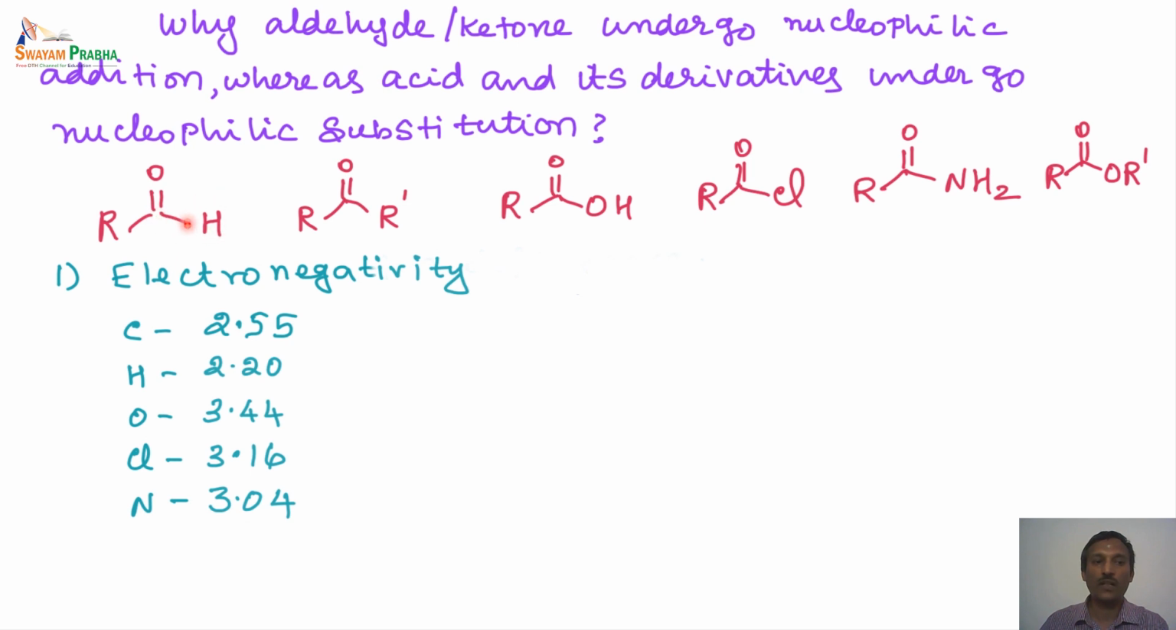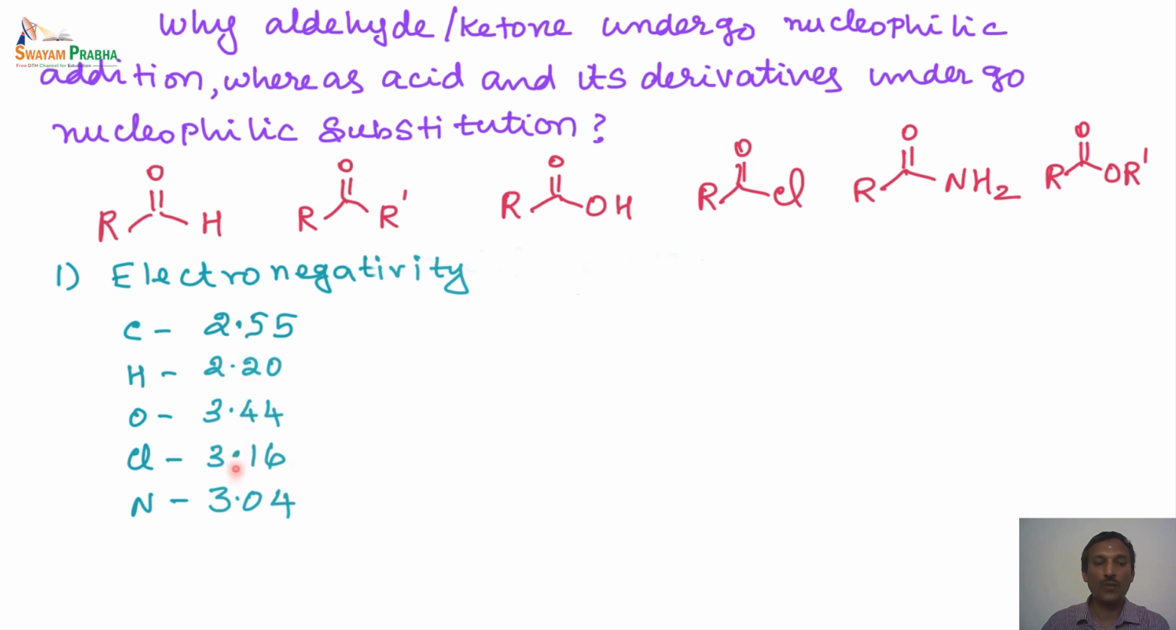So here in the case of aldehyde, we have a hydrogen whose electronegativity value is 2.20, and in the case of ketone, there is a carbon which is attached to the carbonyl carbon whose electronegativity value is 2.55. In the case of carboxylic acid, we have oxygen. In the case of esters also we have oxygen, so the electronegativity of oxygen is 3.44. In the case of acid chlorides we have 3.16 electronegativity, and for amides the nitrogen is having electronegativity 3.04.